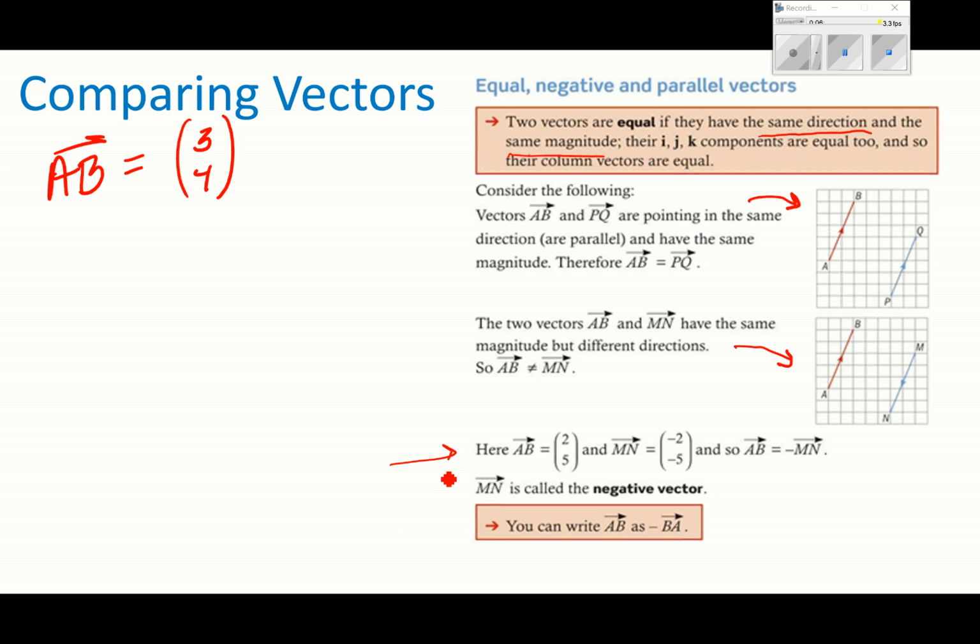If we were to look down here, AB is (2, 5), MN is (-2, -5), so AB is actually the negative of MN. So this is called a negative vector. All vectors we can write in the opposite order if we write it with a negative in front of it. So AB we could also write as negative BA. So if we're going against it, we would say it's a negative BA.